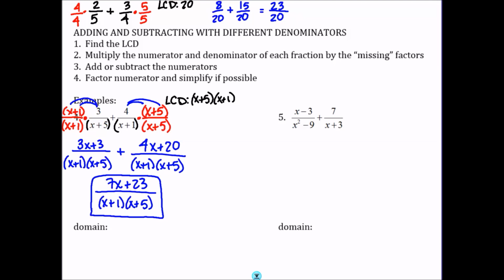When you are trying to find the domain for an addition or subtraction problem, the easiest thing to do is just look at the LCD. Set the factors of the LCD equal to 0.